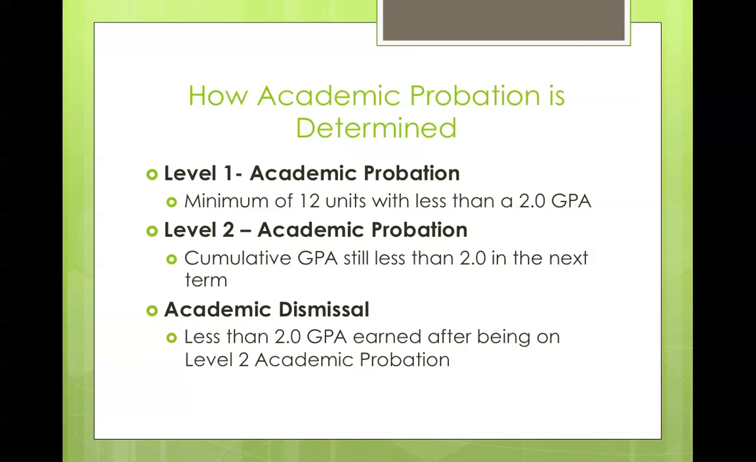Academic dismissal: less than 2.0 GPA earned after being on level 2 academic probation. That means for 3 semesters, your overall cumulative GPA is below 2.0. The college will dismiss you after that unless you go through the reinstatement process.